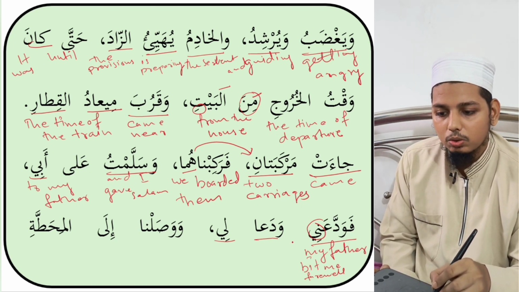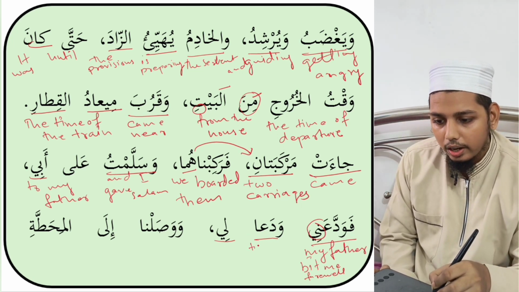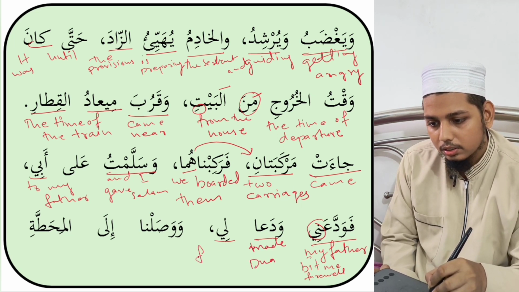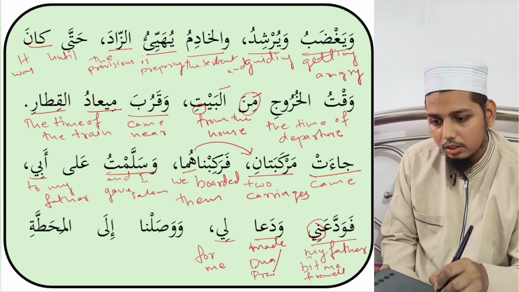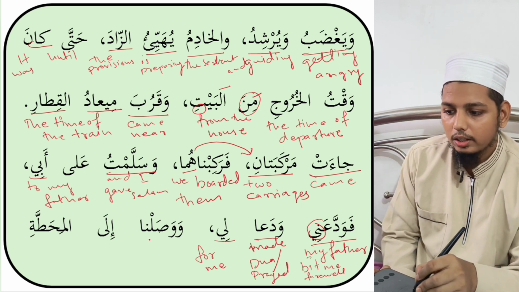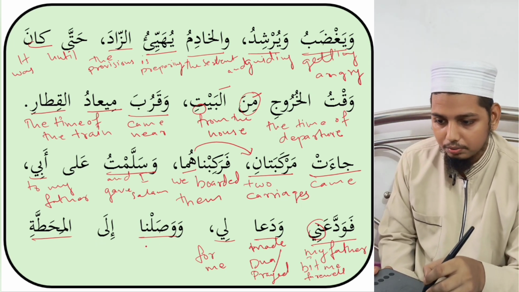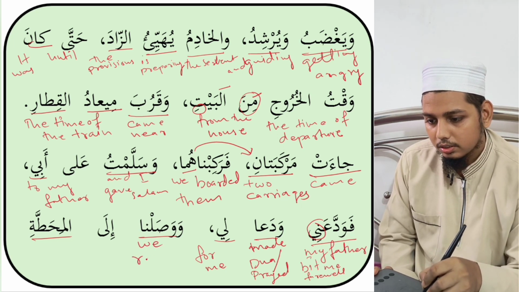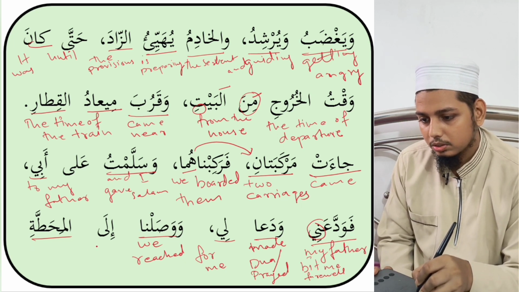Wada'ali, da'a yad'u du'aan, to make dua. Wada'ali, and he made dua for me, or you can say prayed for me. وَوَصَلْنَا إِلَى الْمَحَطَّةِ. وَصَلْنَا, wasala yasilu wusulan, it means to reach. We reached the station. Mahatta is the station. Ila means to.